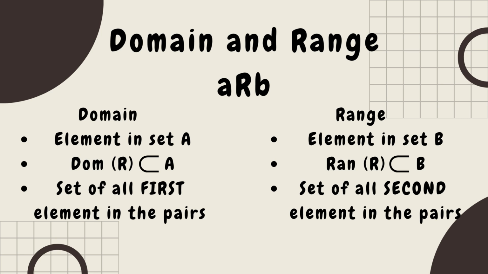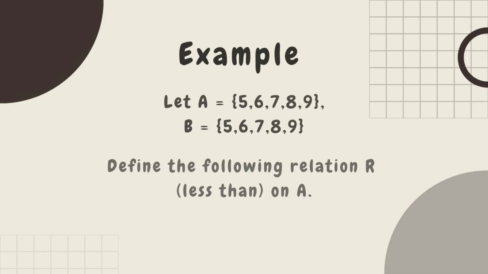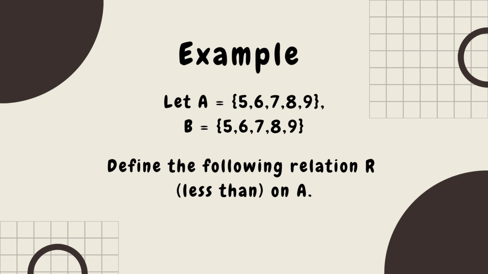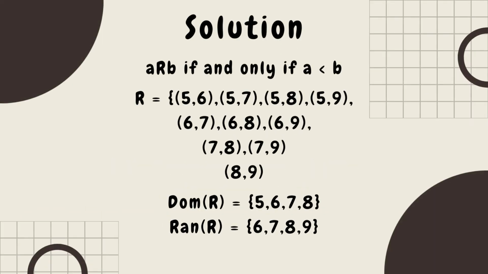Lastly, set of all second elements in the pairs. The range is the set of all second elements from each pair in the relation. For example, if you have pairs like (A1, B1), (A2, B2), the range will include B1 and B2 and so on. Let's take a look at the example shown. So this explanation ties directly to the example we have shown earlier.